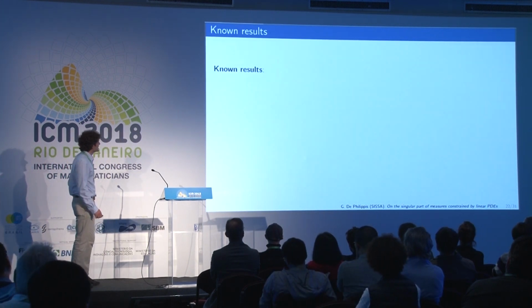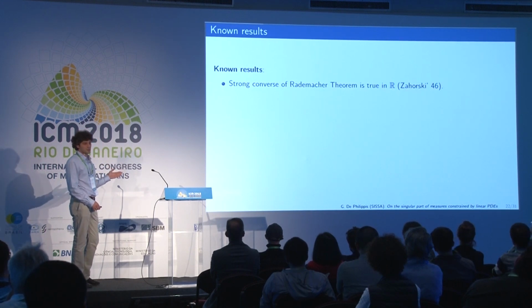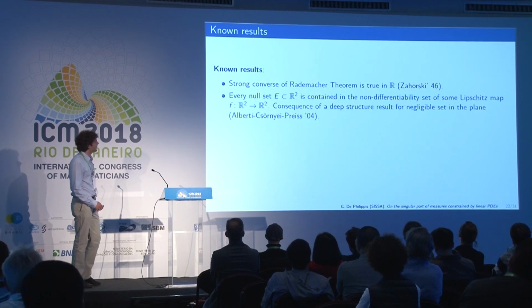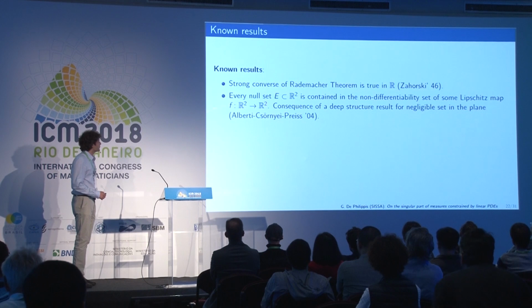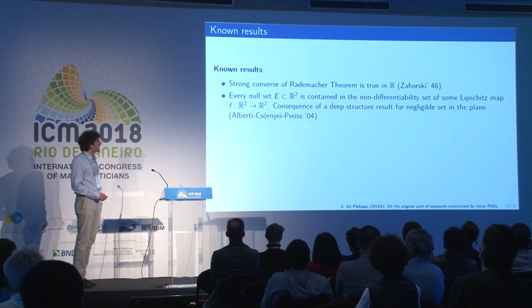So what is known in this setting? The first result is that the strong converse is actually true in one dimension, and this is an old result from the 40s. The second result I want to mention is that the strong converse is known in dimension 2. This has been proved by Alberti, Csörnyei, and Preiss.